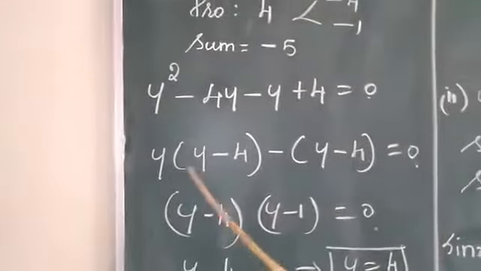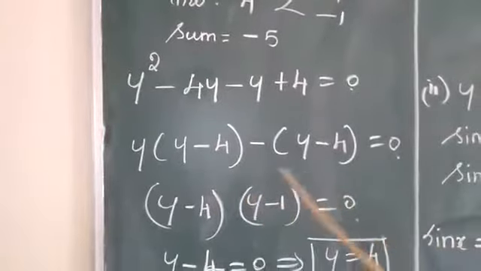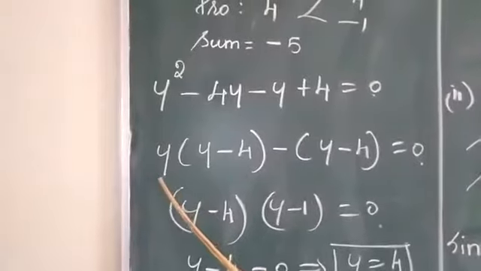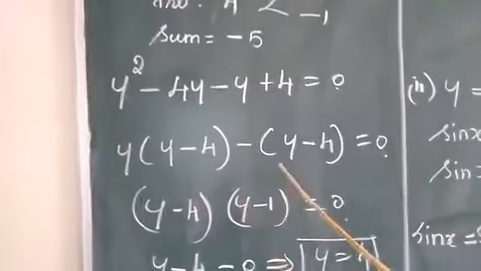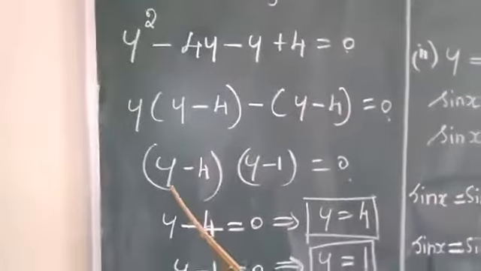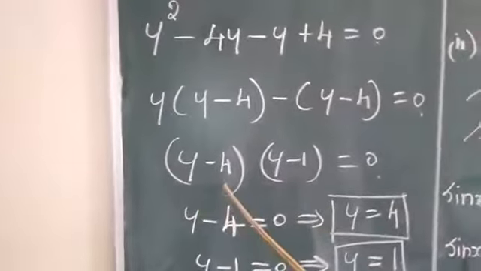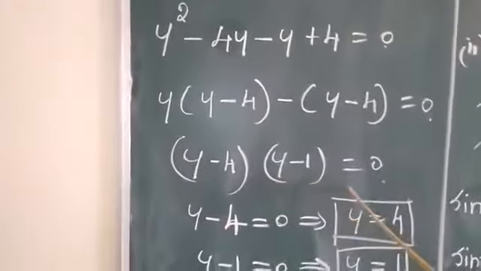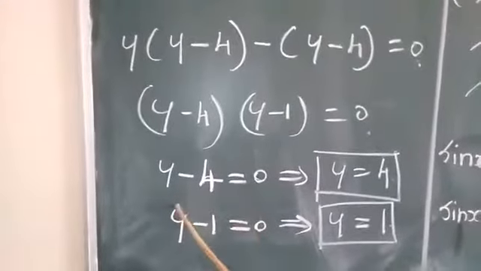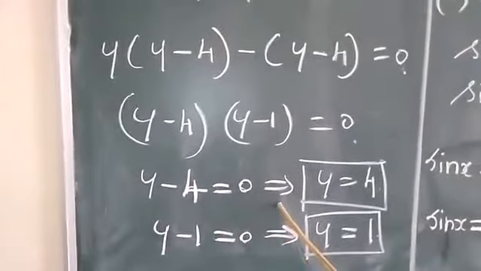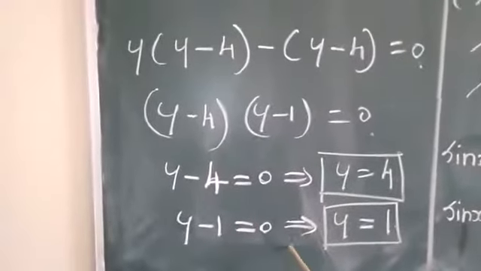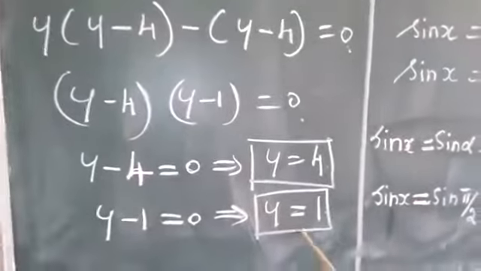Next, for these two terms, y minus 4 is common. If you take out this y minus 4 as a common, the remaining will be, in this term y is left, here 1 is left. So finally we got two factors here: y minus 4 into y minus 1 is equal to 0. Now we are going to equate each factor with 0. y minus 4 is equal to 0, which implies y is equal to 4. And y minus 1 is equal to 0, which gives y is equal to 1.